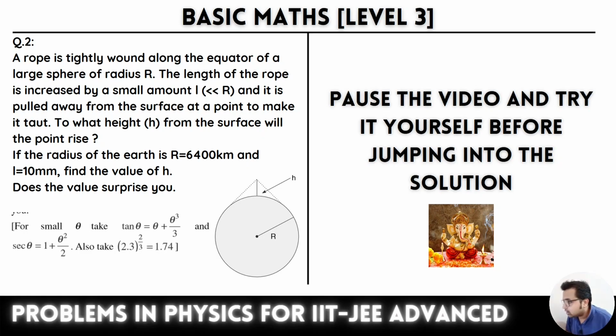We have to find the value of h, and you also have to make some assumptions for small theta, because here we can assume the angle is small. For tan theta you can write theta plus theta cubed by 3, and for sec theta you can write 1 plus theta squared by 2. Also take (2/3) to the power of 2/3 as 1.74. So these assumptions you have to make.